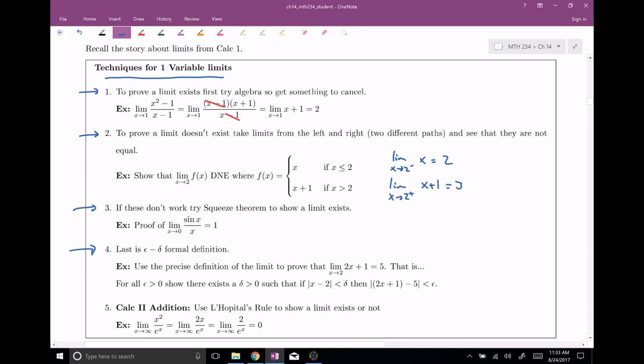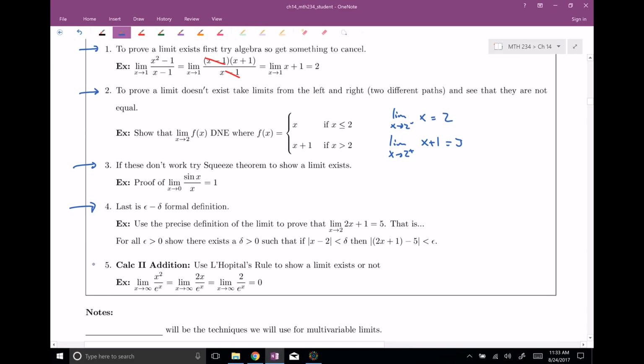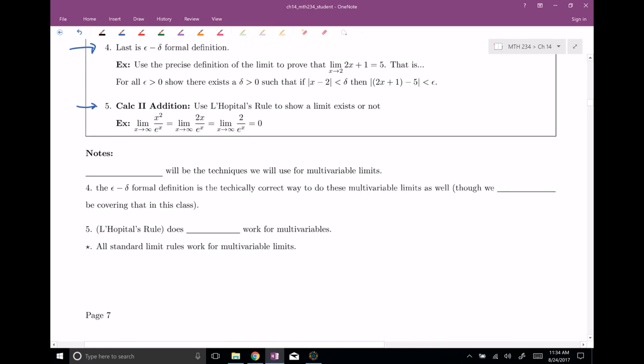And then finally in Calc 2, we learned about L'Hopital's rule. That was really nice. Turns out, sadly, we will not be able to use that in this class. So let me give you the lowdown for Calc 3. These multivariable functions, how are we going to be taking their limits?